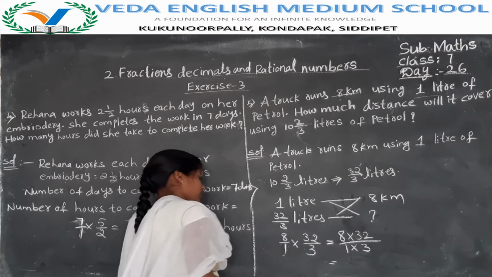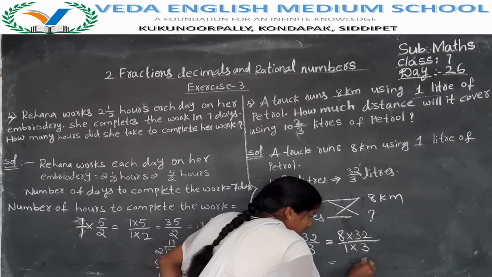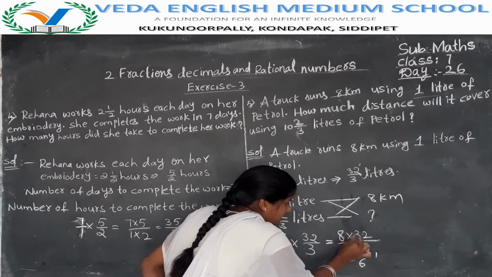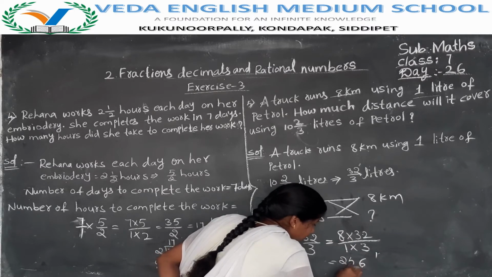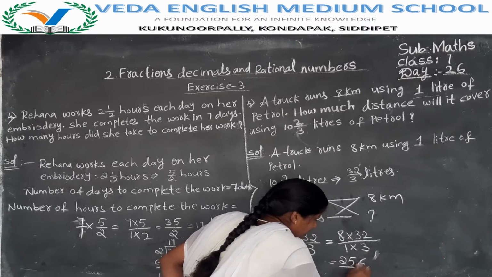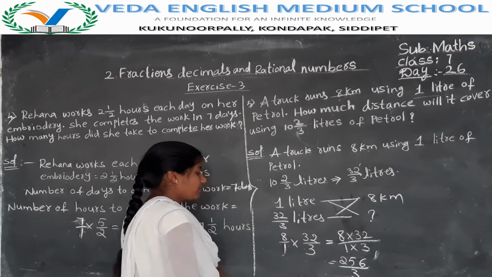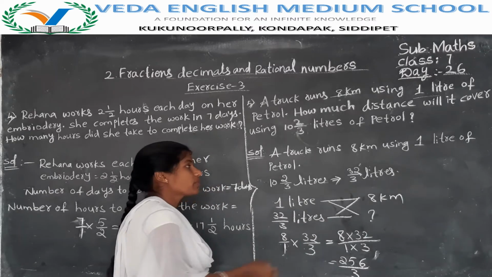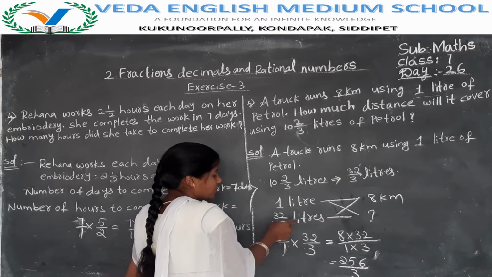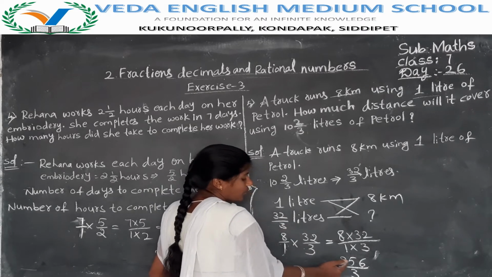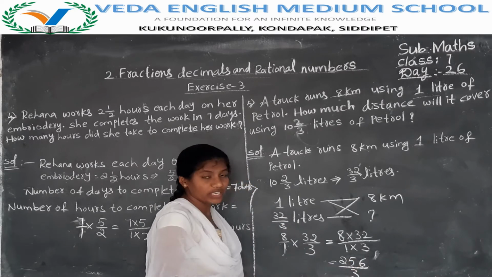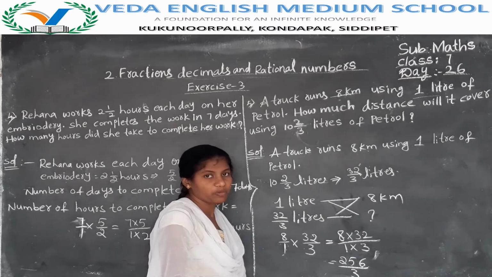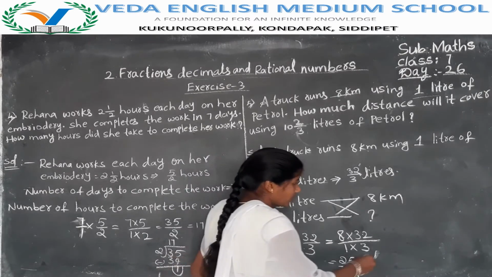Now multiply. 2 8s are 16. 6 here, 1 becomes carry. 8 3s are 24. 24 plus 1 is 25. By 1 3s are 3. Now it is 256 by 3 kilometers. By using 32 by 3 liters of petrol, it will go 256 by 3 kilometers. Now it is an improper fraction. We can convert this improper fraction to a mixed fraction. How to convert? By division.